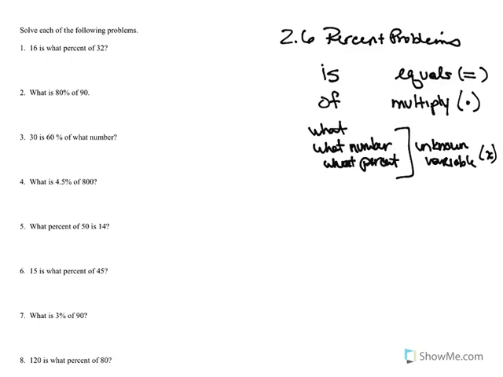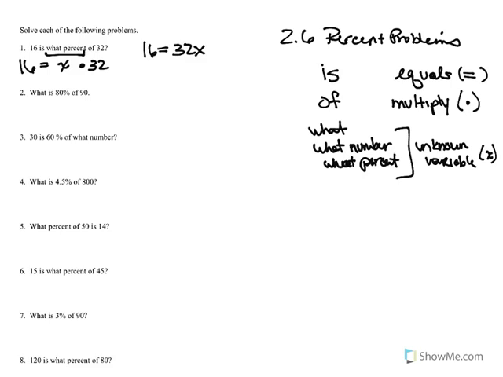So let's look at this one. We have 16 is what percent of 32? So it's just direct translation. 16 is what percent means x, of means times 32. So I'm going to just write this and simplify it where it makes sense, right? x times 32 is 32x.